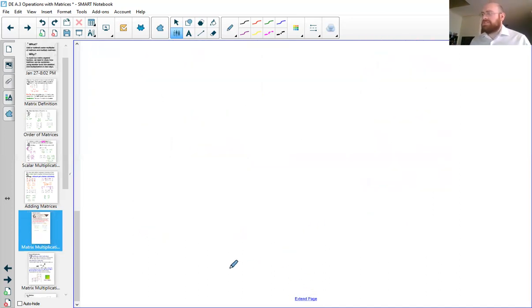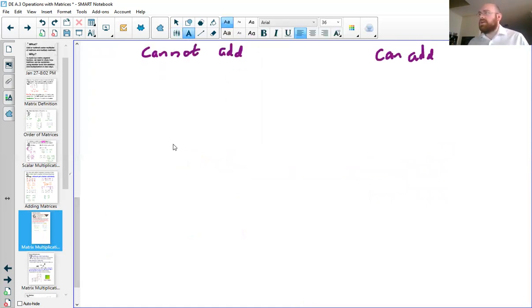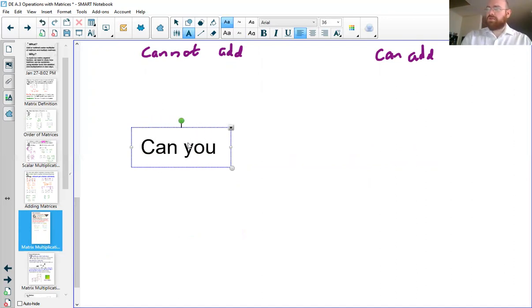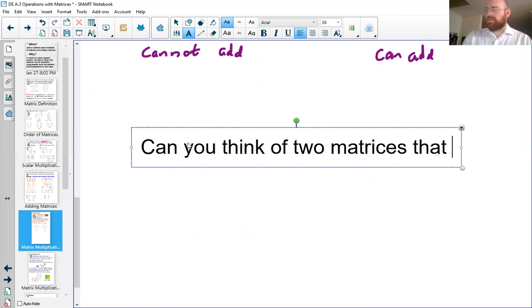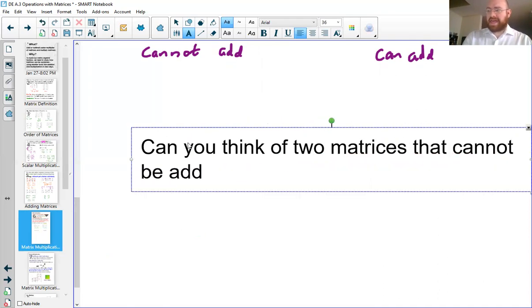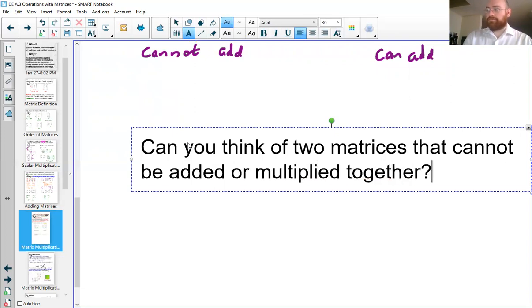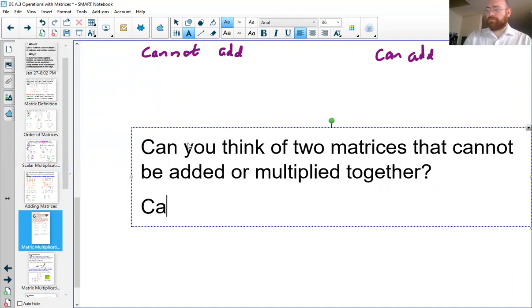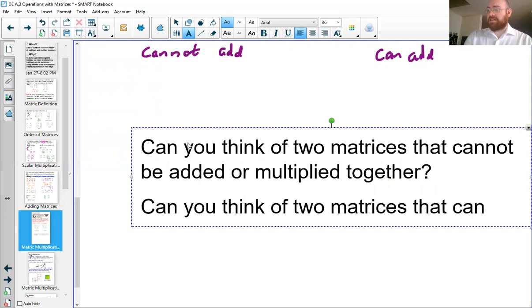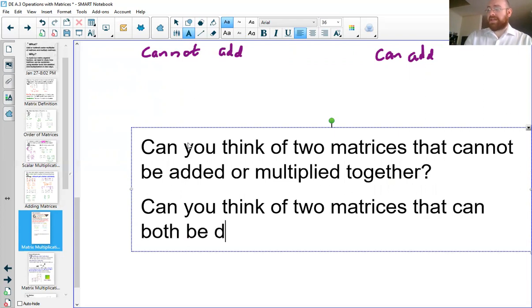And so as a bit of an extension, let me type this out, that'll be slightly faster. Can you think of two matrices that cannot be added or multiplied together? And then can you think of two matrices that can both be added and multiplied together?